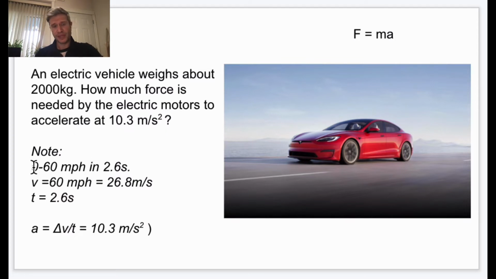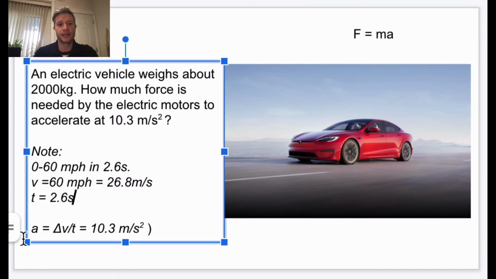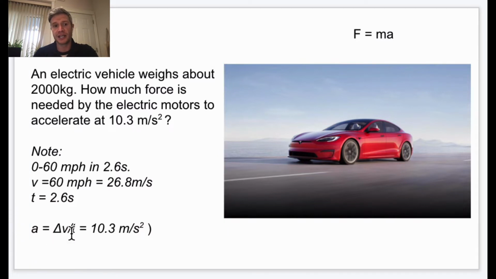So out of curiosity, I went and found that one of the Tesla models can go from 0 to 60 in 2.6 seconds. Knowing that its final velocity, and this is stuff we did last half, was 60 miles per hour, that translates into 26.8 meters per second. Always got to go to SI units. And we know that acceleration period was 2.6 seconds.